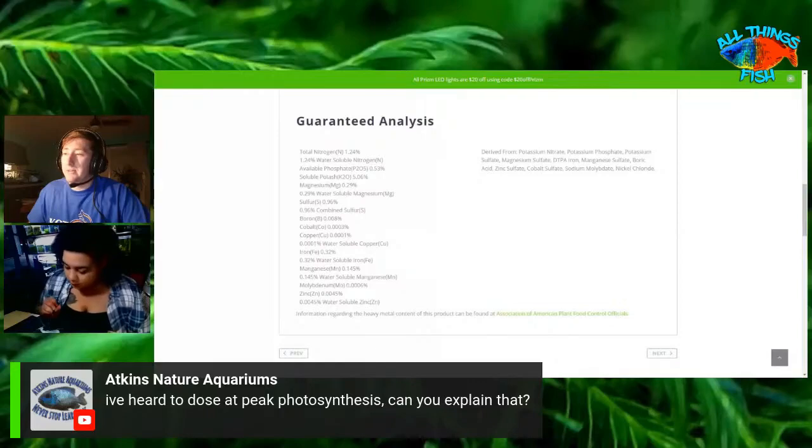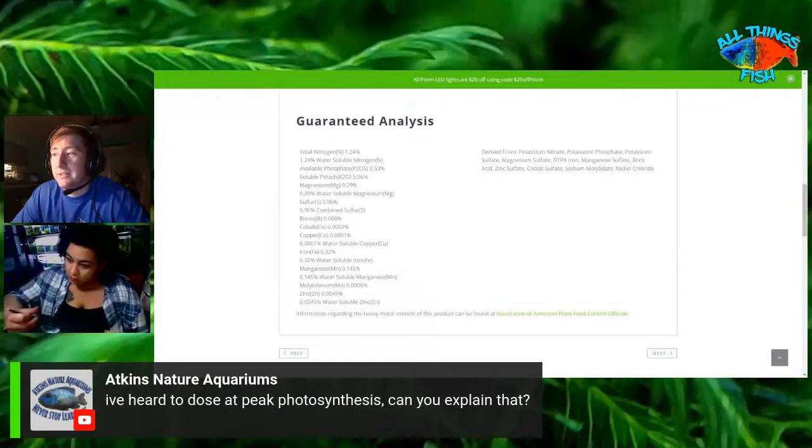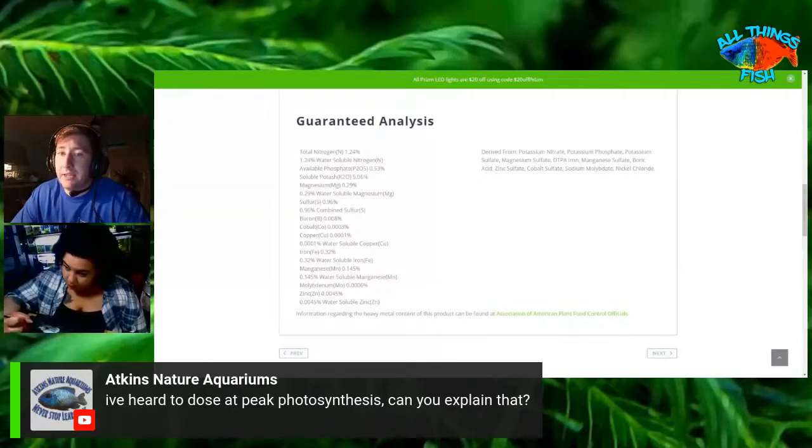Ian asked about dosing at peak photosynthesis. Can you explain that? I'll be honest, Ian, I haven't read into that particular idea a ton, so that's some reading for me to do. However, my two thoughts on that are that I like to have the nutrients available ahead of time before the plants start consuming them.